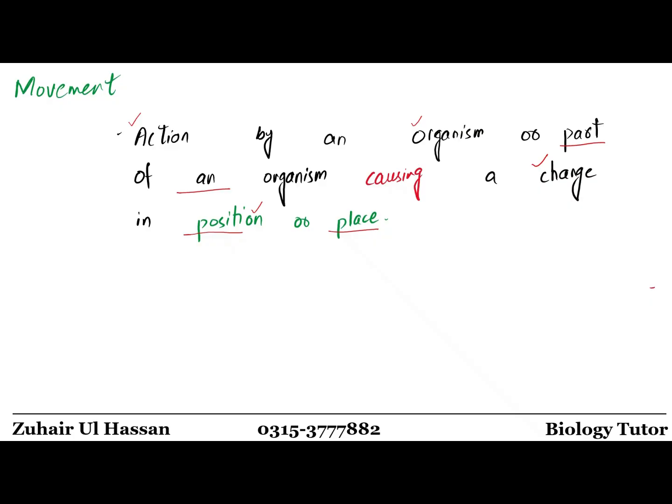Similarly, if I start walking from one room to another room, that is again an action, and due to this action I have changed my place, so that is again a movement. So movement is an action by an organism or by a part of an organism causing a change in position or place.